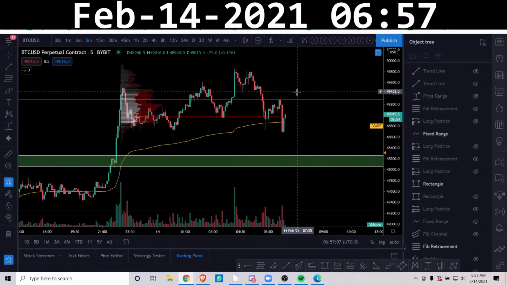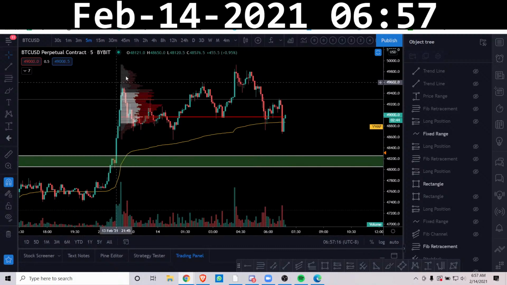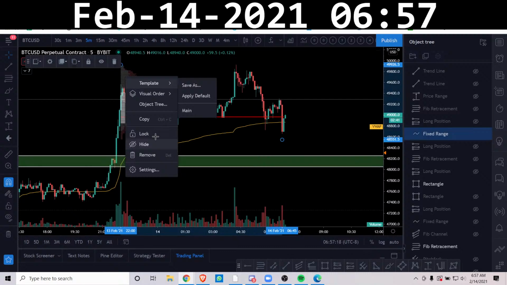I was targeting the value area high of this little range here at 49400 for my take profit. You can see we never got there. And my next trade setup is actually going to be taking these lows here.